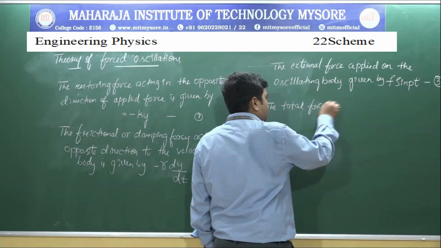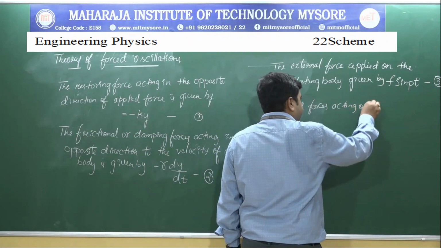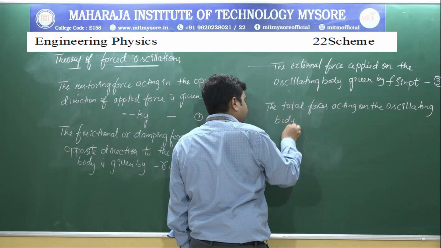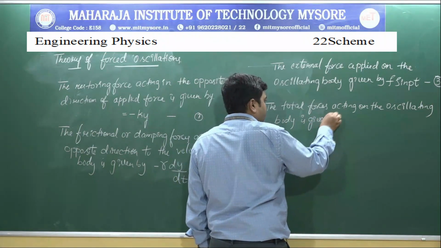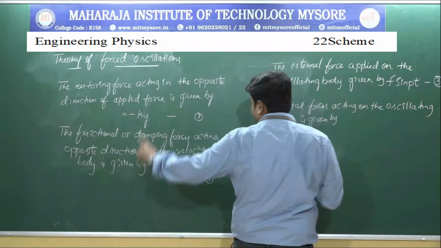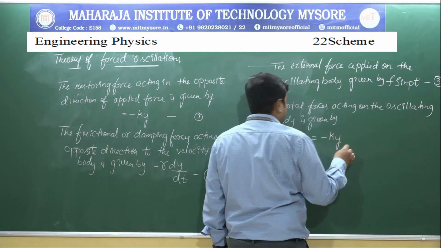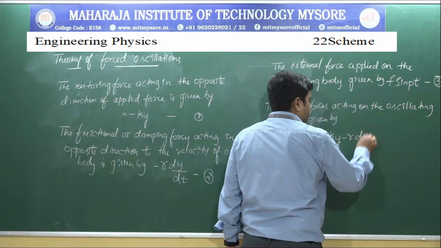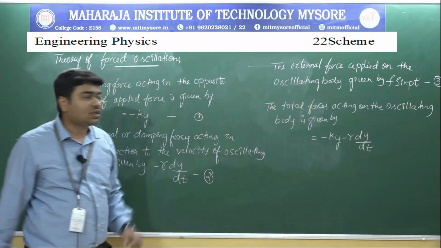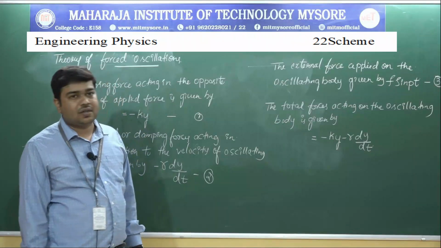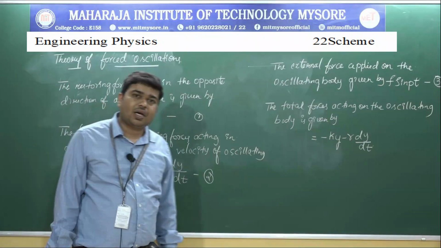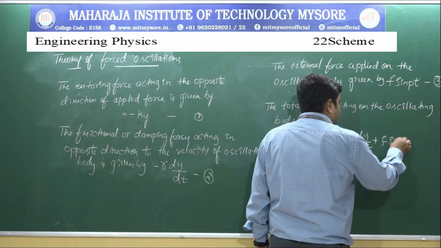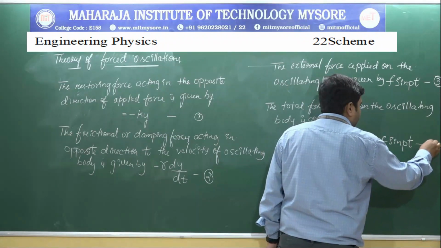The total force acting on the oscillating body is set equal to the first force, minus k into y, plus the second force, minus r into dy by dt. Now the third force is F sin pt, where F is the amplitude of the applied force and p is the angular frequency of the applied force. Because of that, we have to add this term F sin pt to the equation. We call this equation 2.